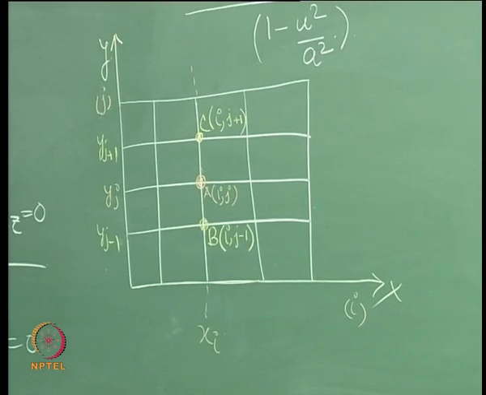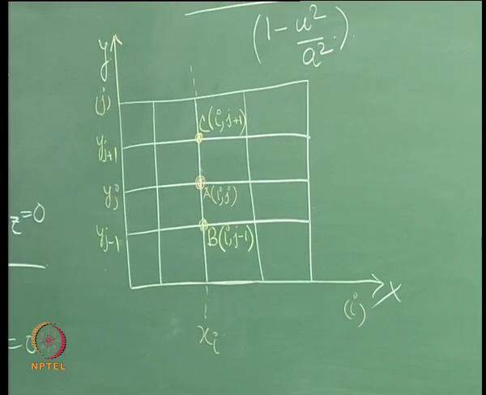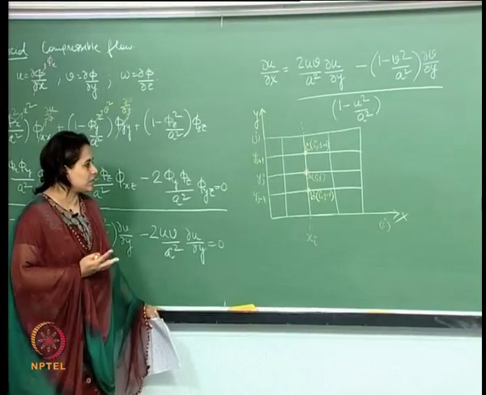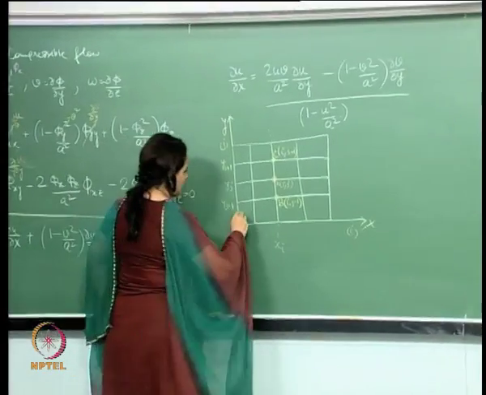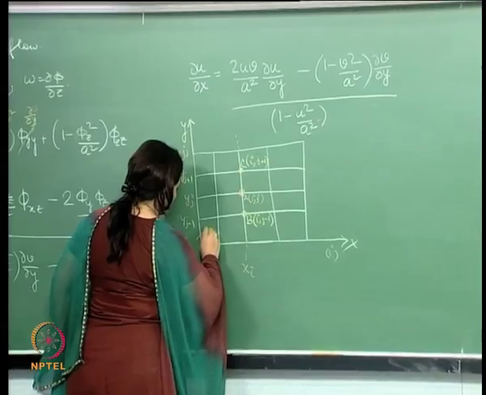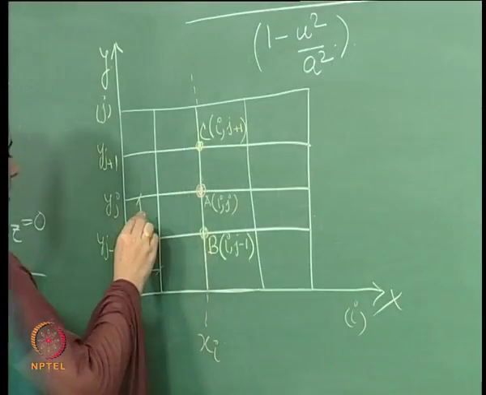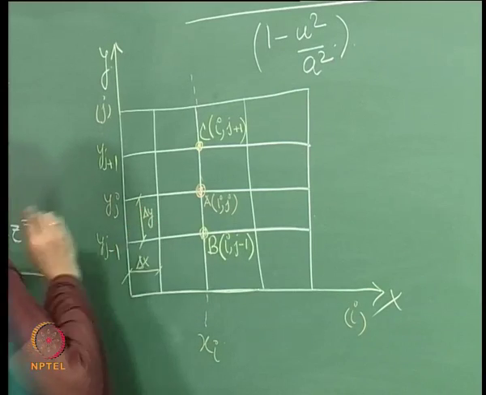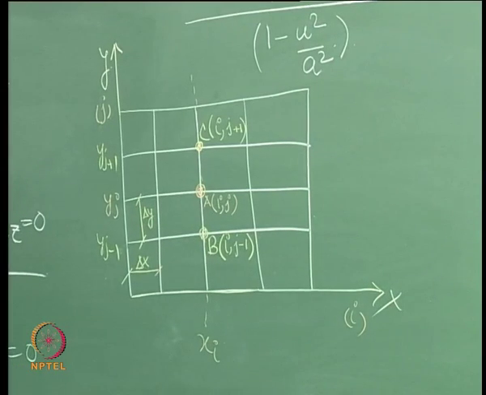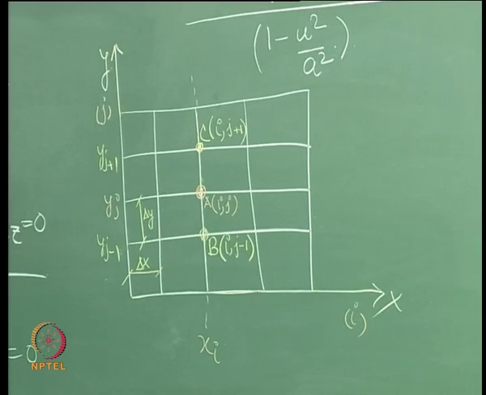Now, we have a domain, and we discretize it in a certain way. This is delta x, and this is delta y. So we have these 3 points over here.